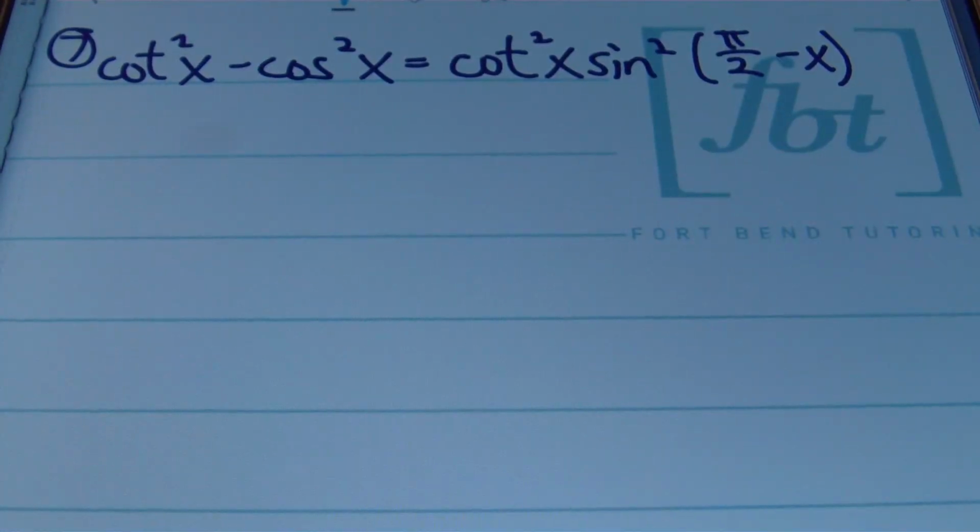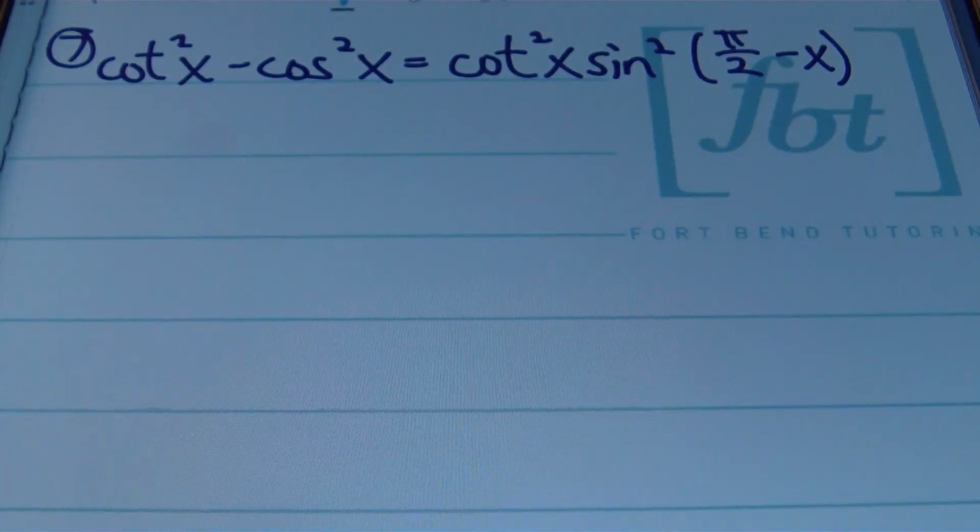All right, in problem number 7, we have cotangent squared x minus cosine squared x equals cotangent squared x times sine squared of pi over 2 minus x. What you see, ladies and gentlemen, on that right side here, especially with that sine squared of pi over 2 minus x, should remind you of a cofunction identity.